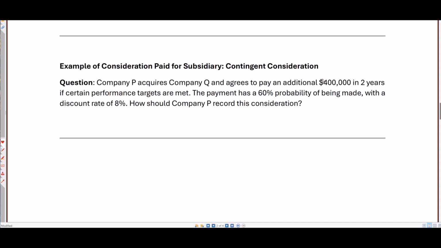Company P acquires Company Q. They're going to pay 400,000 in 2 years' time, and the discount rate for that is 8%. So that's for our calculation, but they're only going to give it if they get certain performance targets. So that means it is contingent consideration rather than deferred consideration. That means we need to multiply by the 60% probability that they're actually going to have to pay it. So same calculation as deferred, multiplied by 60% probability.